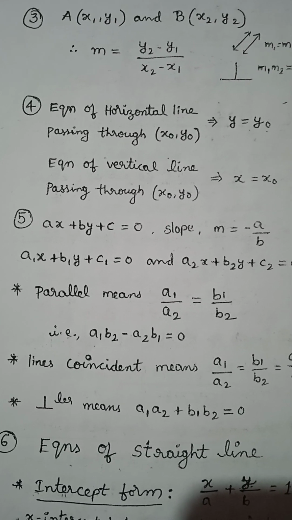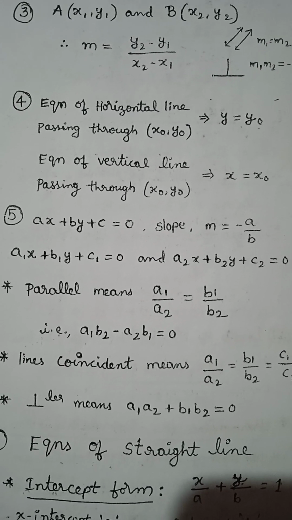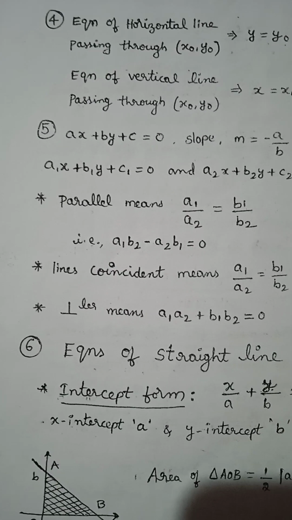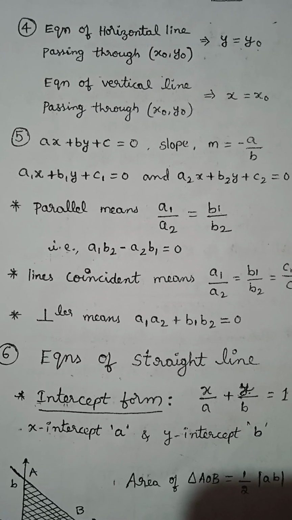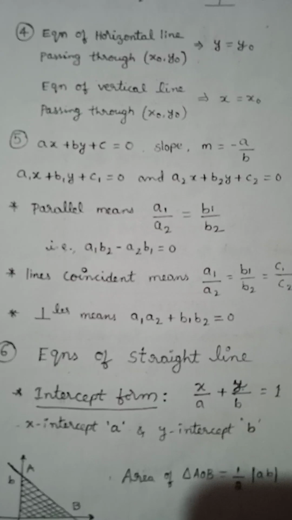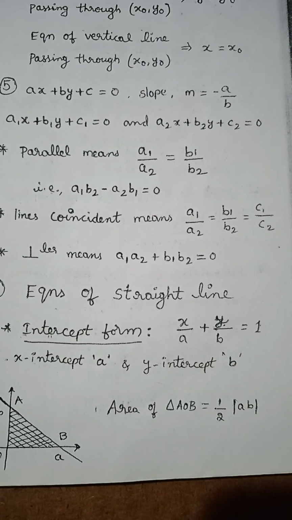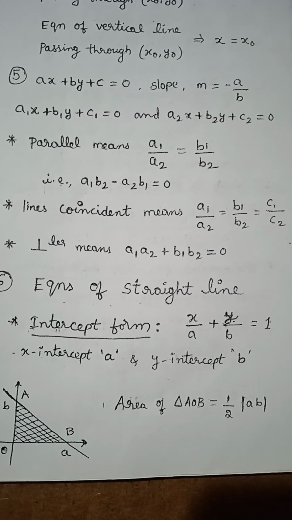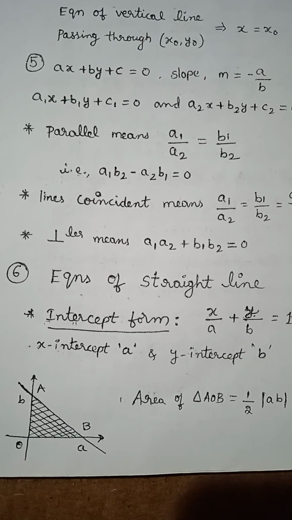Suppose we take the general equation ax plus by plus c equal to 0, slope equal to minus a by b. Let us take two general equations, a1 x plus b1 y plus c1 equal to 0 and a2 x plus b2 y plus c2 equal to 0. They are parallel lines if a1 by a2 equal to b1 by b2. If they coincide, then a1 by a2 equal to b1 by b2 equal to c1 by c2. If they are perpendicular, then a1 a2 plus b1 b2 equal to 0.